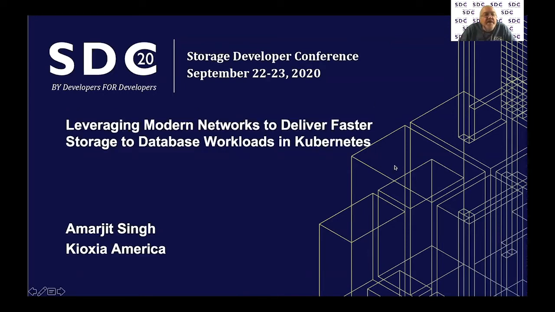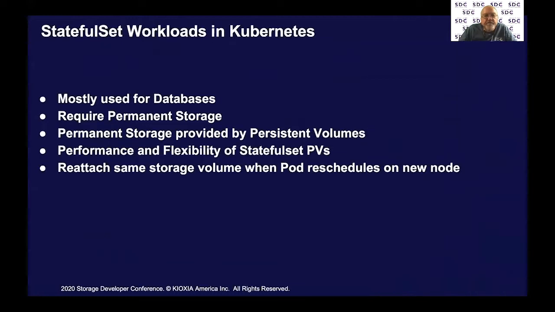Our first talk I'm going to talk about is leveraging modern networks to deliver faster storage to database workloads in Kubernetes from Amarjit Singh of Kioxia America. The Kubernetes use cases talked about in this particular session are that stateful set workloads in Kubernetes are mostly used for databases. And rather than being stateless, like most of Kubernetes, they require permanent storage provided by persistent volumes that don't go away when the application goes away.